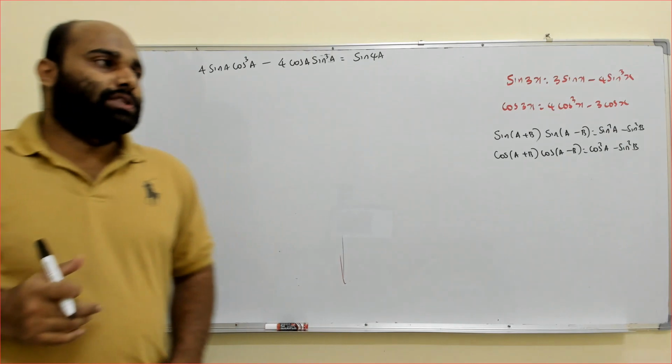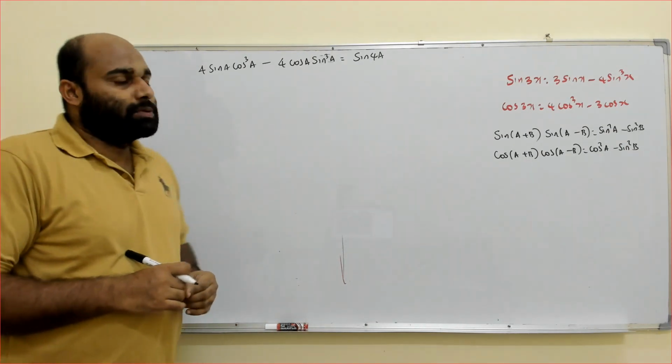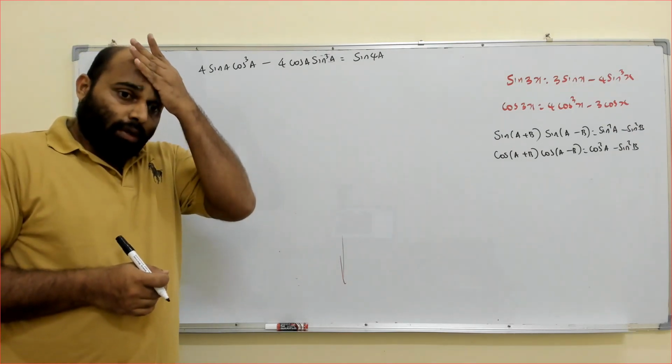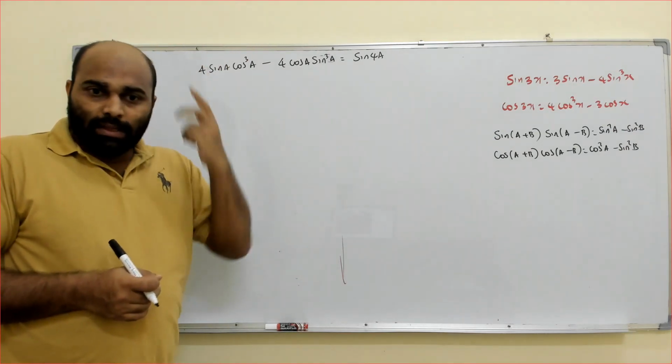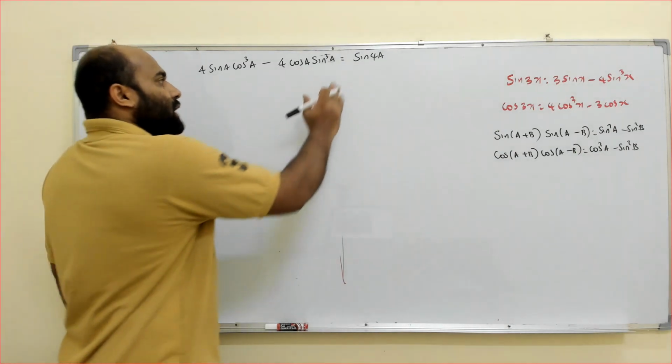So next question, this one. Prove that 4 sine A cos cube A minus 4 cos A sine cube A equals sine 4A. Very simple. We know the sine 3A result. This is actually the sine 4A result. No need to learn it by heart. So LHS.